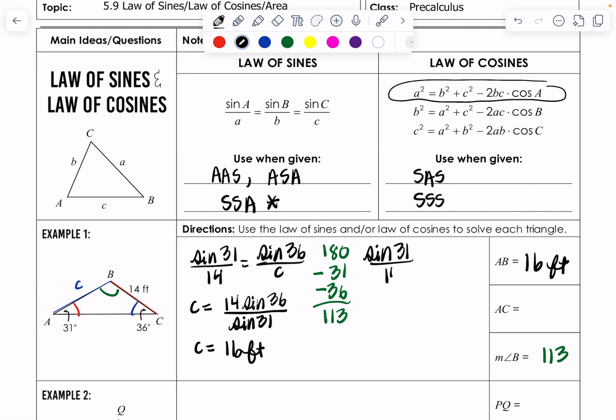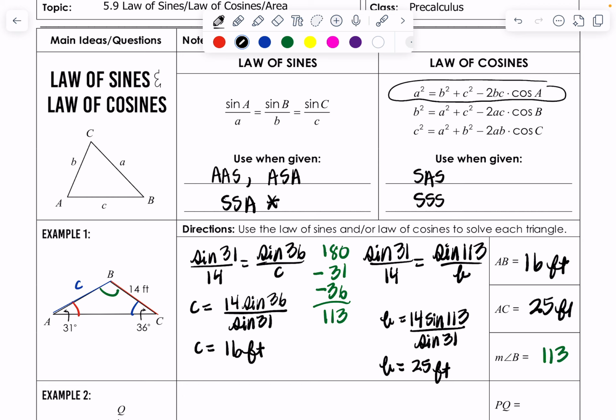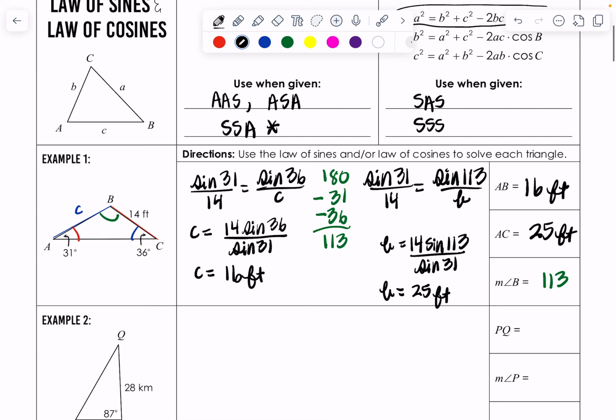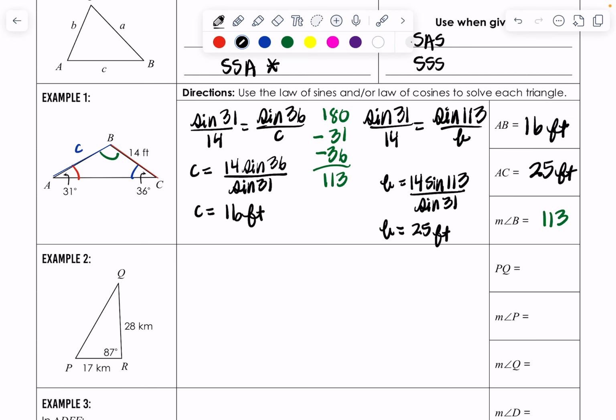Sine of 31 over 14 equal to sine of 113 over, that's side B. So side B would be 14 times the sine of 113 over the sine of 31. And yes, pull out your calculator, do the math, make sure you're getting these numbers. And that one ends up being 25. So when you can use law of sines, definitely use it. It's so much better.